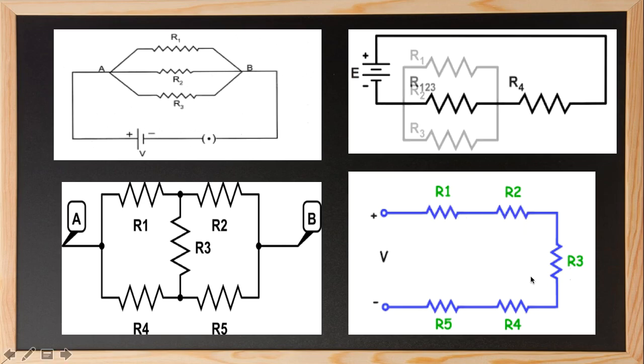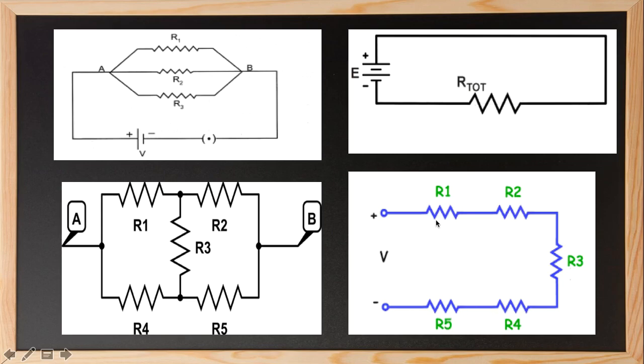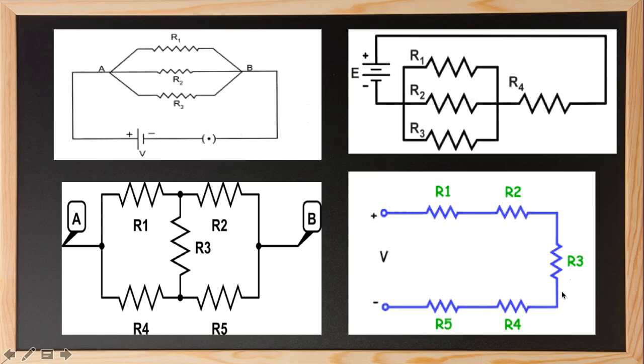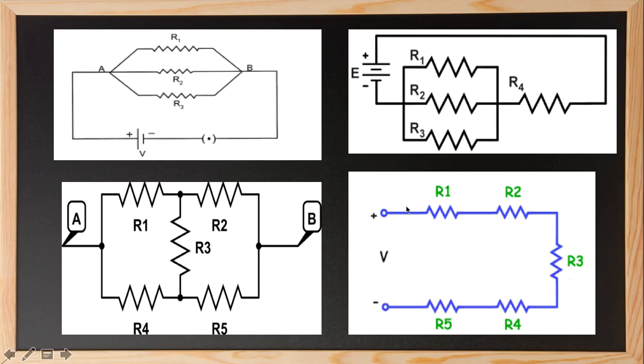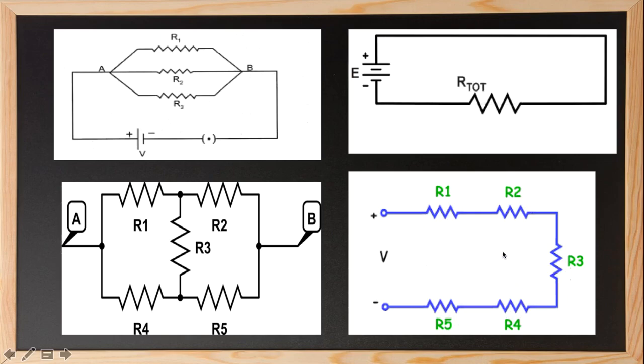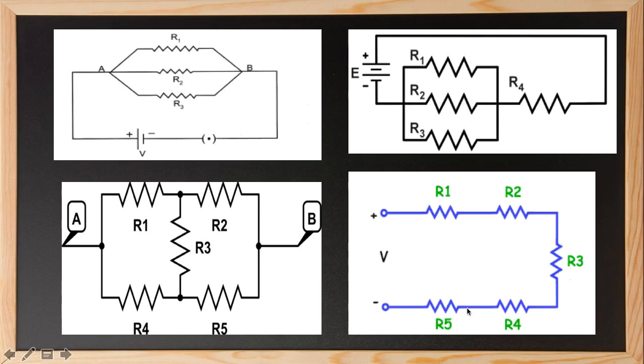While if you look at this circuit diagram, you can see all the resistors are in a line. They are connected end to end: R1, R2, R3, R4, R5. There is no disturbance, no points or clipped ends. So these resistors are said to be in series combination.